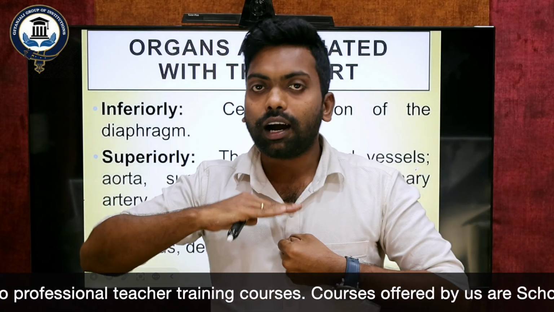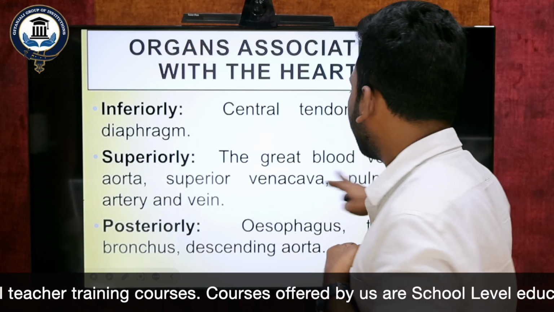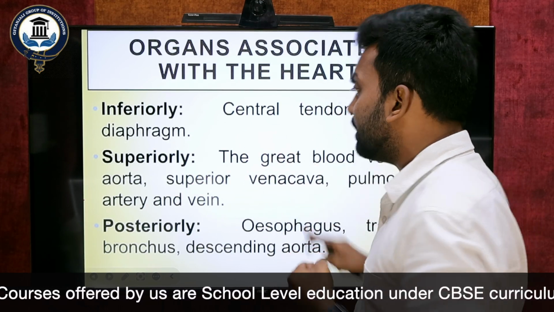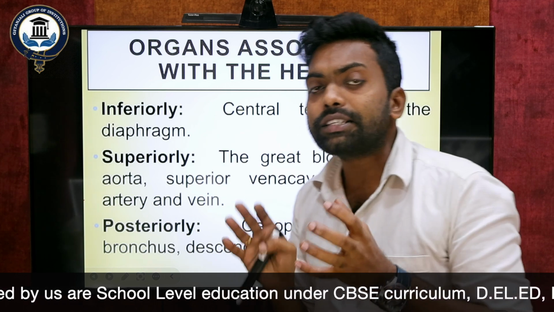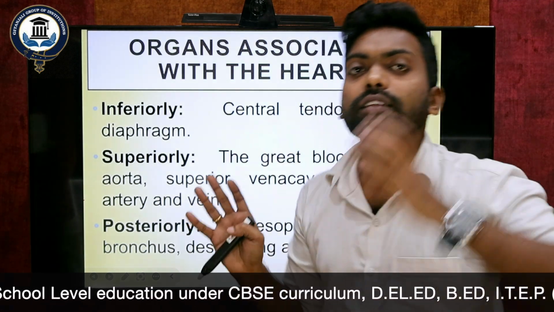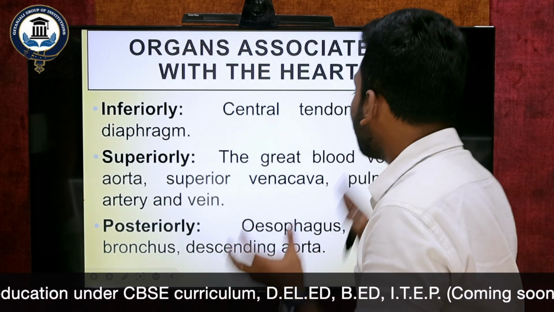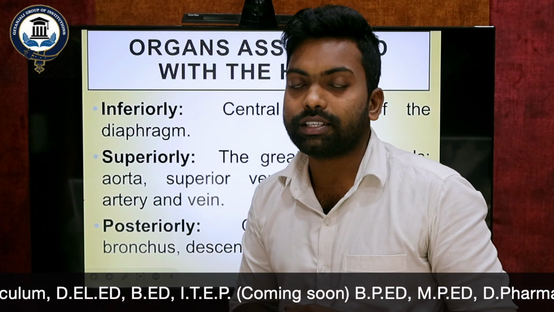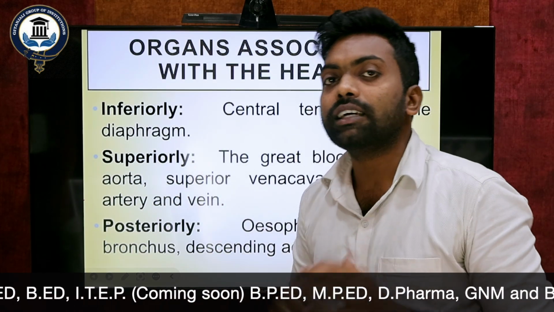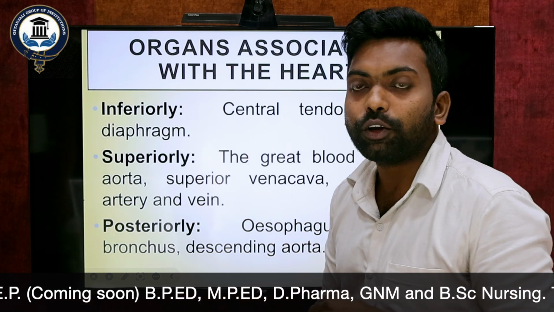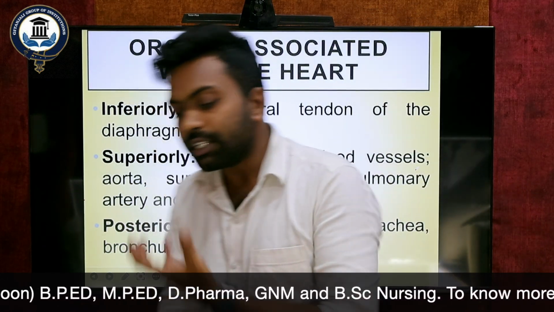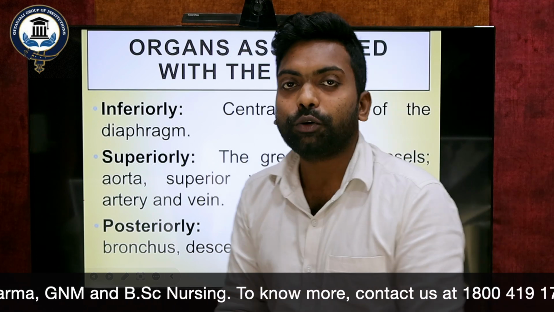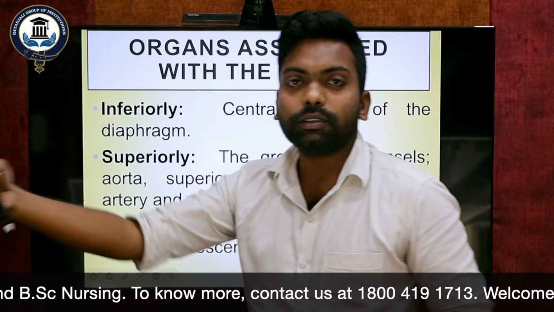Above the heart there are some organs located, like the great blood vessels. Great blood vessels are where the arteries are larger than others, such as the aorta, which is one of the great blood vessels. It is one of the largest arteries in the human body. So what is the importance of what we are teaching here? It is going to be helpful for your competitive exam, the NEET exam.